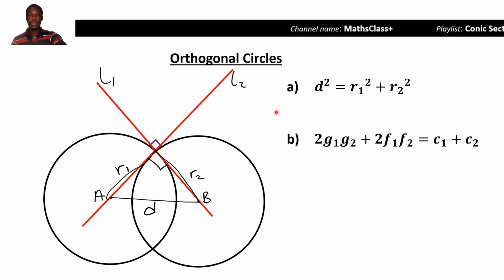And then also, orthogonal circles satisfy this condition: 2 times J1, J2 plus 2 times F1, F2. Remember, J1, J2 represents their centers, and then F1, F2 also. And when we sum the two, it should give us C1 plus C2.